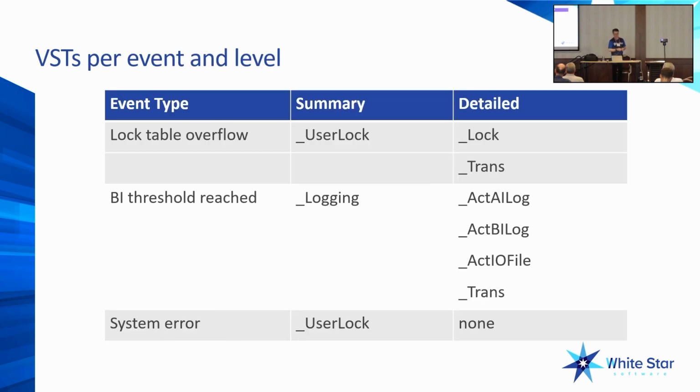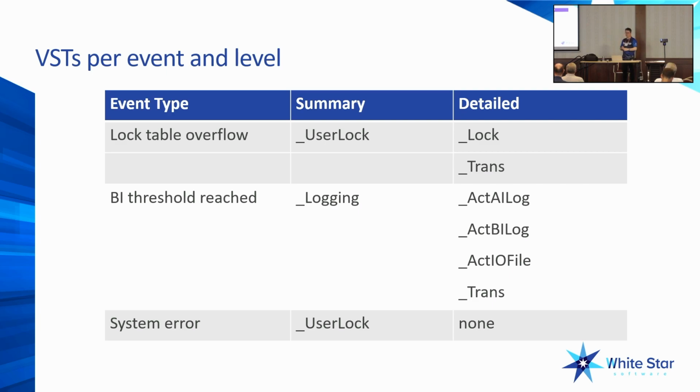So here's a breakdown of the 3 event types and the VSTs that the data comes from at the summary level and at the detailed level. So with lock table overflow, you get the user lock, which is going to be 1 record per user with their lock counts. At the detailed level, you get a dump of the entire lock table. So if you had a lock table overflow and your big L is 500,000, that's a 500,000 line CSV file or a very large JSON file. And you also get a dump of the transaction table.